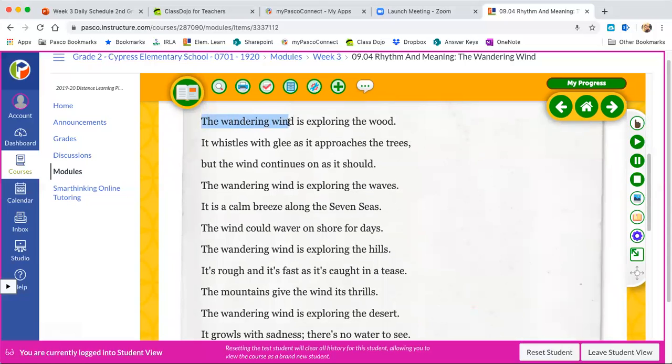The wandering wind is exploring the wood. It whistles with glee as it approaches the trees. But the wind continues on as it should.